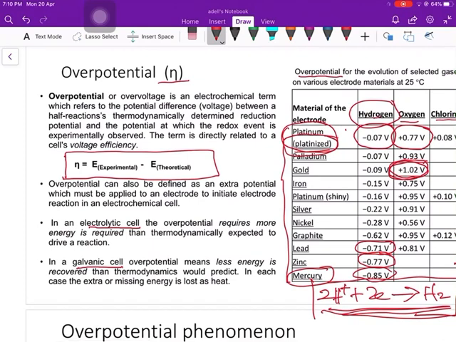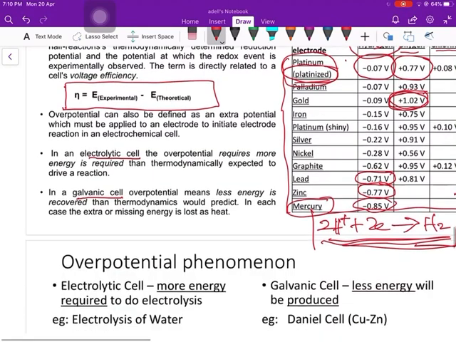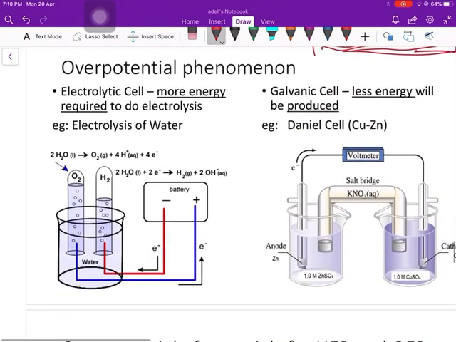I hope you understand about this overpotential. So due to this overpotential phenomenon, for an electrolytic cell, more energy is required to do the electrolysis. For example, electrolysis of water. So look at this. One is the anode.